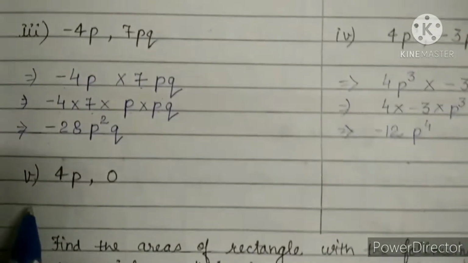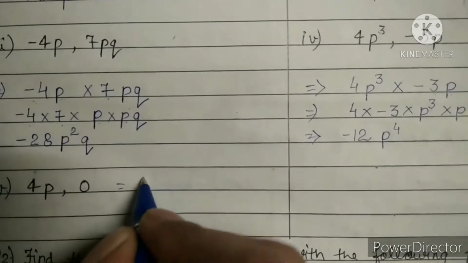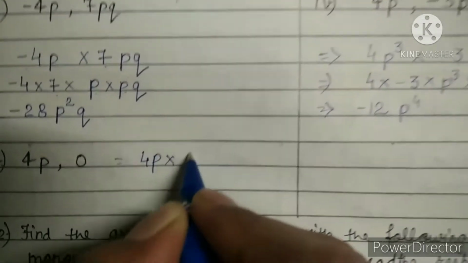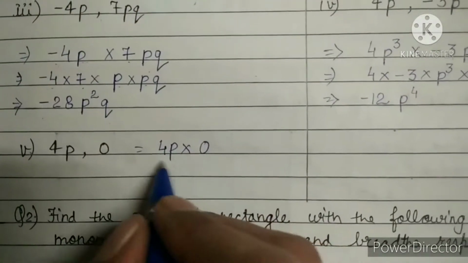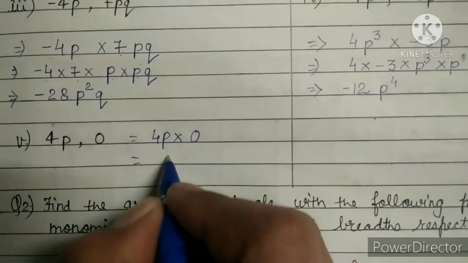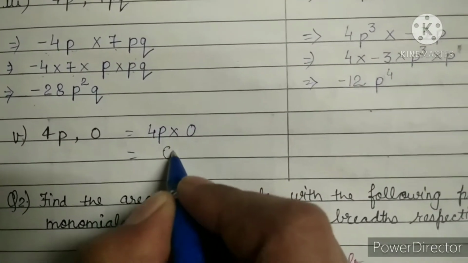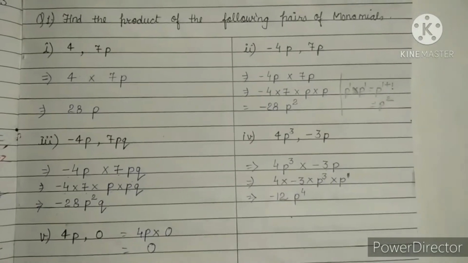Now the fifth. In the fifth we have to multiply 4p by 0. If anything is multiplied by 0, its answer will become 0. This is the solution of the first question.